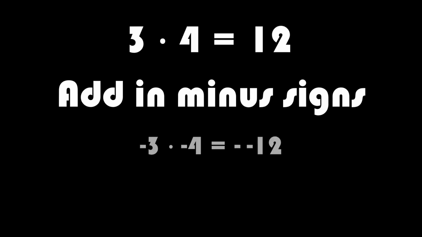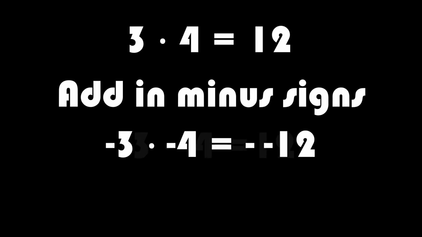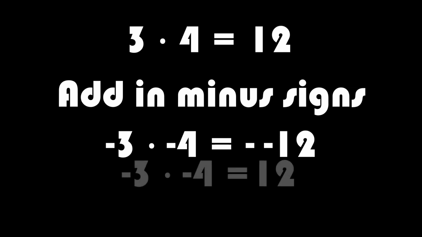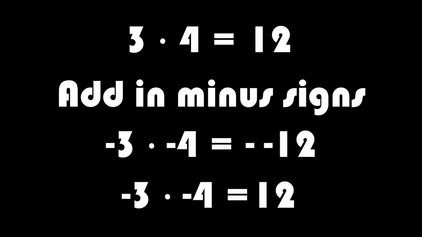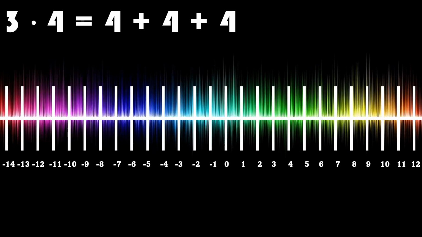So let's multiply 3 and 4. This gives us 12. Then we can consider our minus signs. We have two minus signs left over, and we learned last time that an even number of negatives cancel out. So negative 12 becomes 12. So negative 3 times negative 4 is actually 12. We can still use the number line to represent this by looking at 3 times 4, which we could represent by adding 3 four times together.